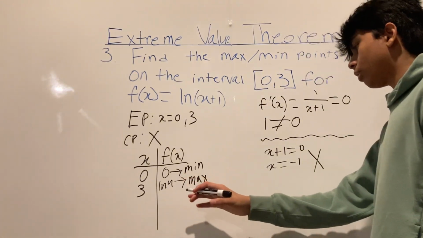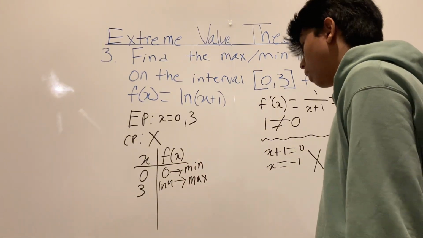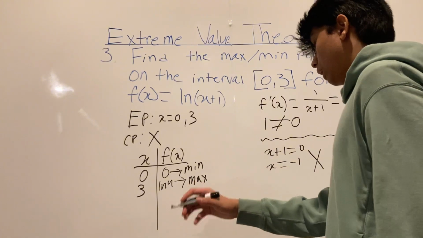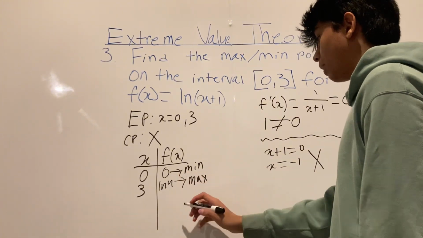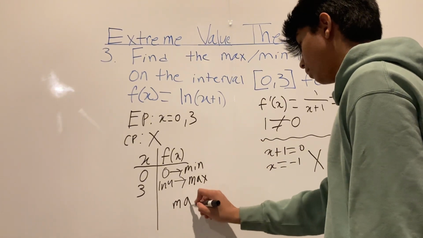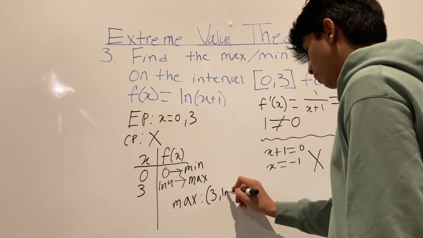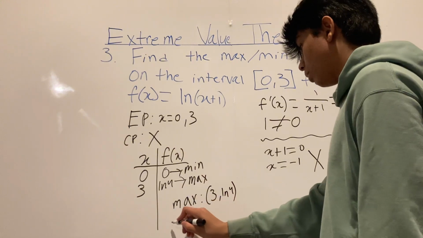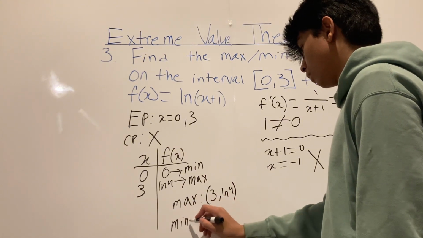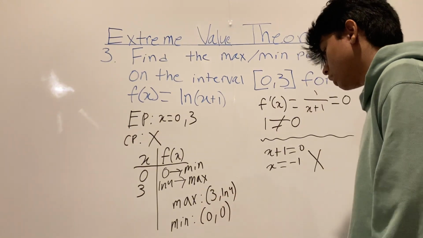And we know ln 4 is going to be greater than 0 because e to the something is 1 point something something something. If you approximate, you'll get something like that. But we know it's greater than 0. So we can just say our max point is (3, ln 4). And our min point is (0, 0). And this is our final answer.